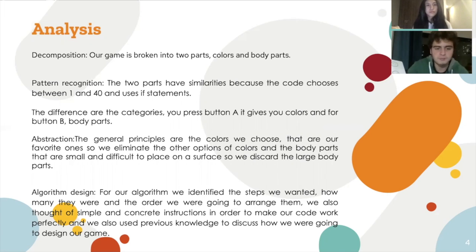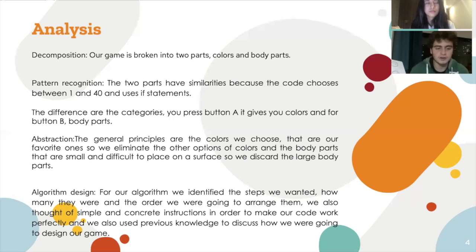The abstraction. The general principles are the colors we chose that are our favorite ones, so we eliminate the other options of colors. And the body parts are small and difficult to place on a surface. So we discard the large body parts of the original Twister.